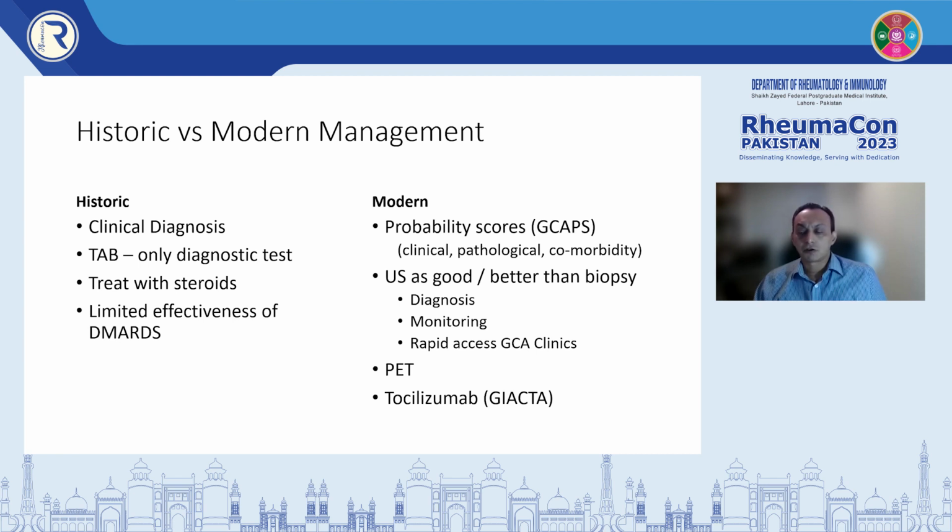targeted biologics since the trial GiACTA was published. Tocilizumab is being used very commonly in management of giant cell arteritis and large vessel vasculitis. So the scenario has changed hugely as compared to what it was a few years ago. We have much better diagnostic options, and we have much better treatment options available for giant cell arteritis.